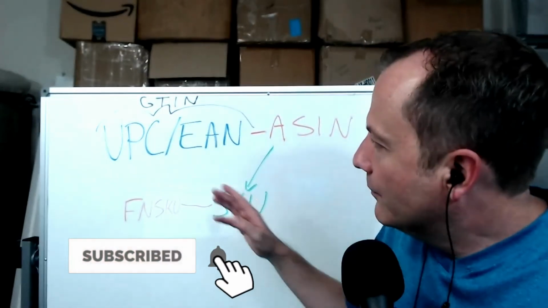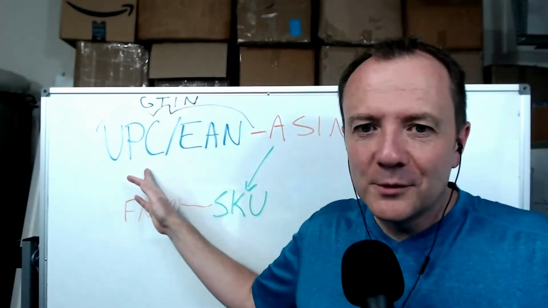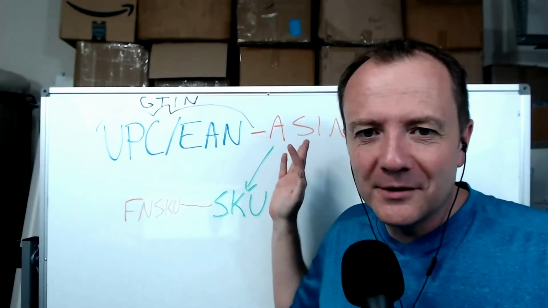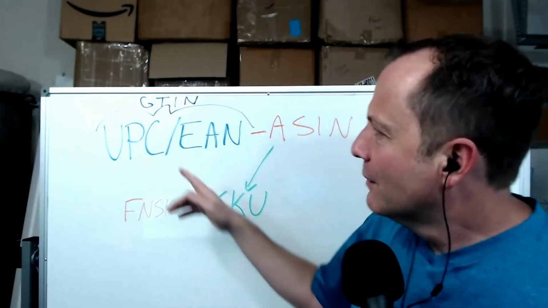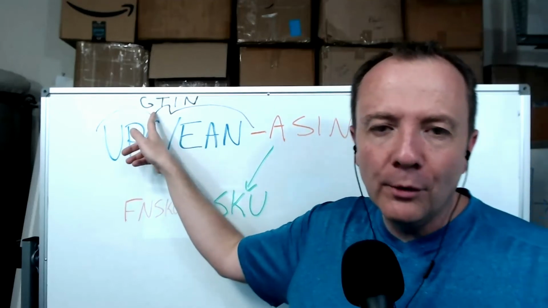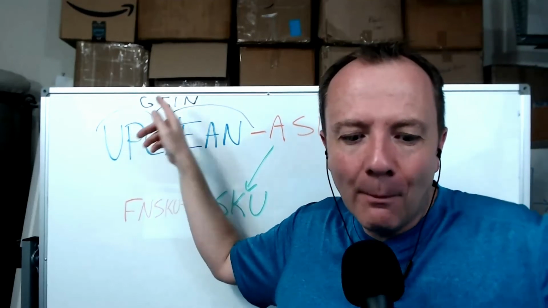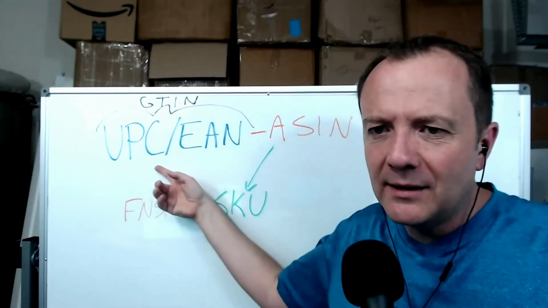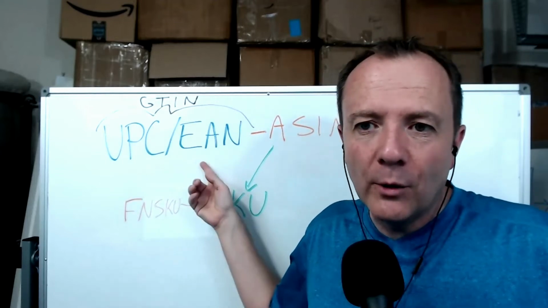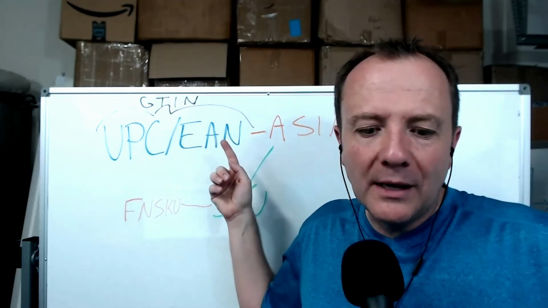So real quick, we'll go from the top of the hierarchy on down, I think is the way to look at it. First off, you have the Global Trade Item Number, sometimes referred to as GTIN. And it's usually a UPC, Universal Product Code, or EAN, the European Article Number.